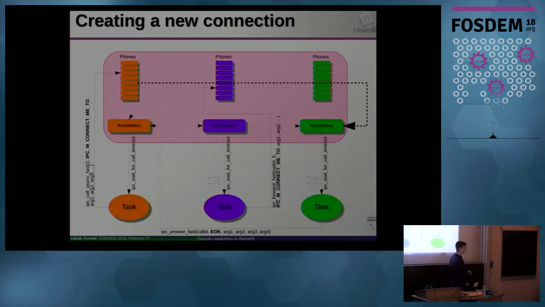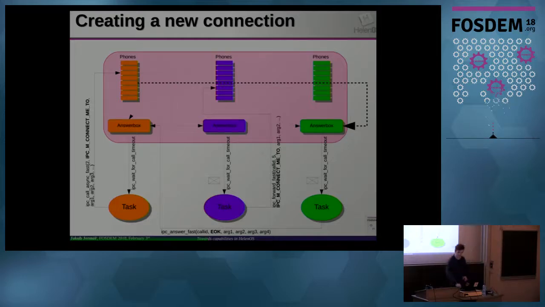How do we create new connections in HelenOS? You need to use a dedicated method, which is understood by the kernel. If a task replies in an affirmative way to this call, the kernel notices it and creates a connection between the two tasks. The sender was the orange task, the recipient is the green task. The kernel notices it and creates a new phone connected from the orange task to the green one.